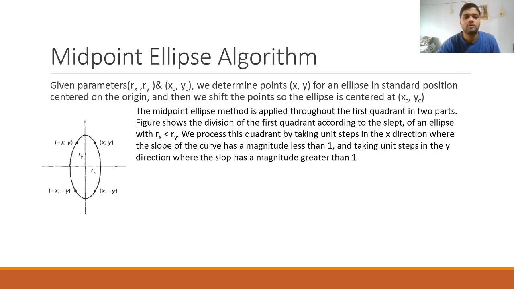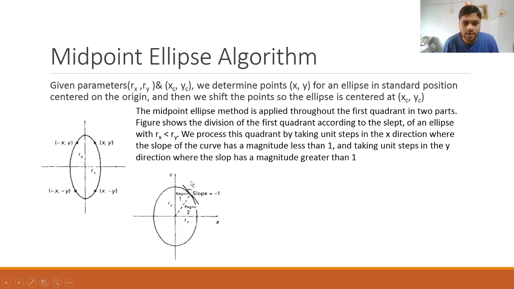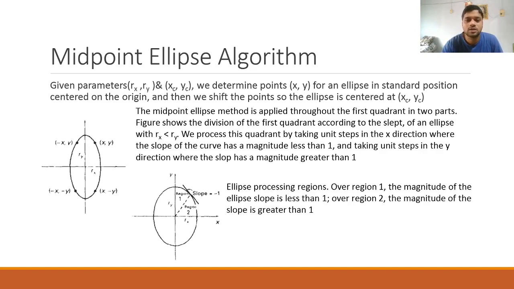So region 1 we deal with till we have slope less than 1, and in region 2 we deal with the slope condition having magnitude greater than 1. Something of this kind. Let's say this is region 1, I start from this and I reach a point where I have a tangent drawn to this elliptical curve, and that tangent's slope is -1. That is the point where I am dividing the elliptical curve into the two octants, getting region 1 and region 2.